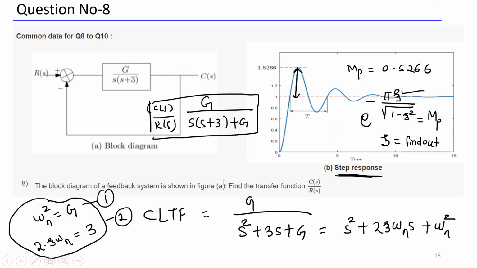So now in this question, if you find omega n and zeta value, then you can find the G value. So you solve by yourself and tell me what is the value of G. Let me go to the question.